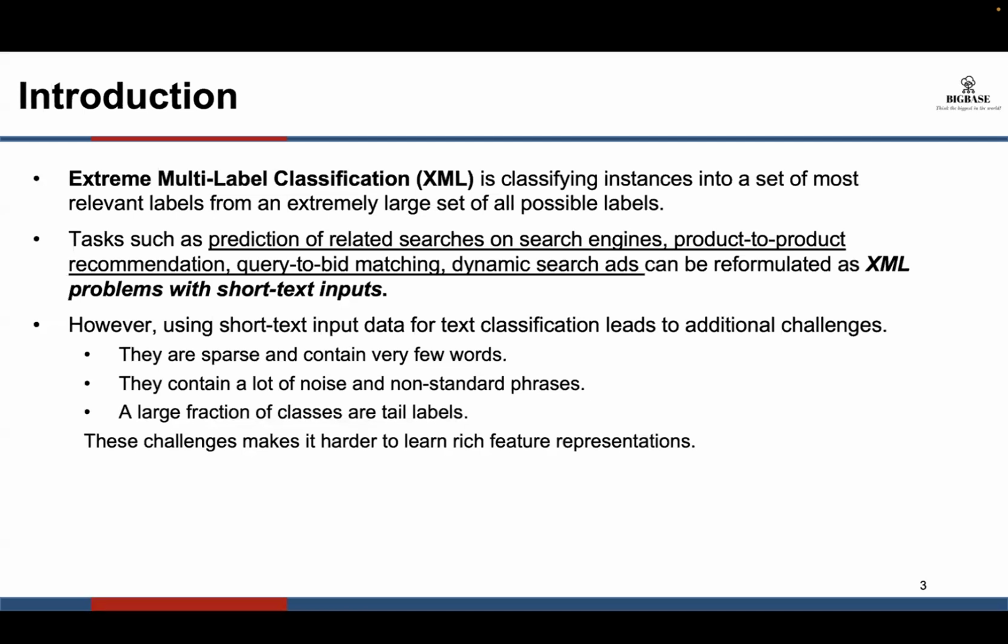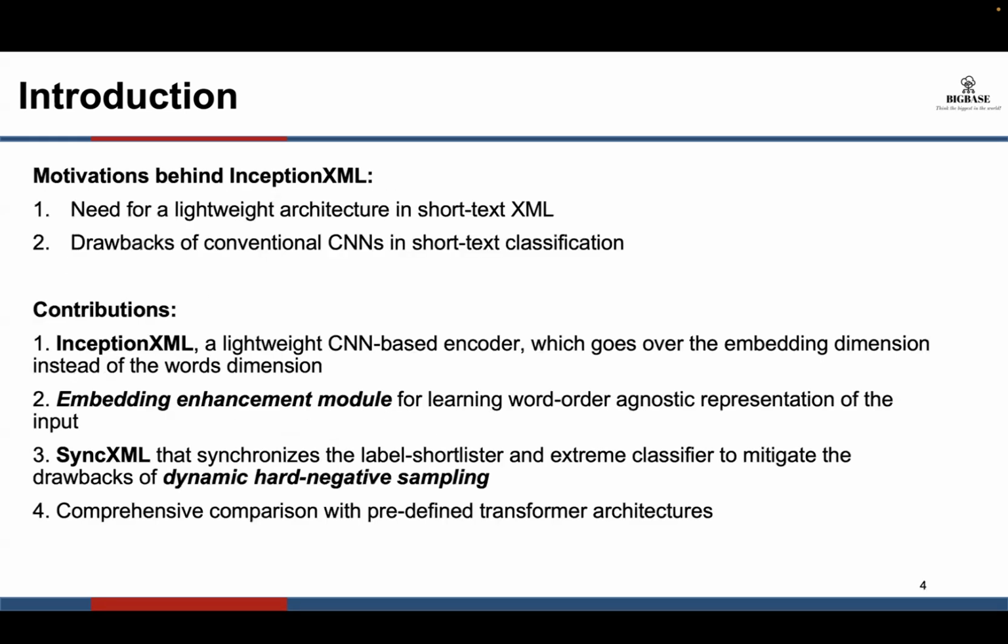But using short text input for extreme multi-label classification has additional challenges because short text input queries are sparse and contain very few words, and they contain a lot of noise and non-standard phrases, and a large fraction of the classes are tail labels. So these challenges make it hard to learn rich feature representations. And these are the two main motivations behind the proposed framework here.